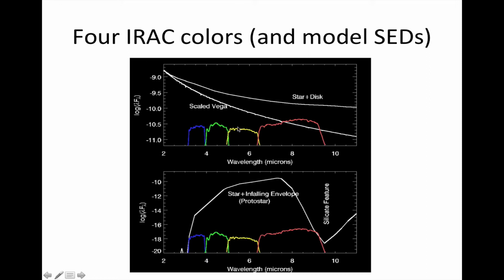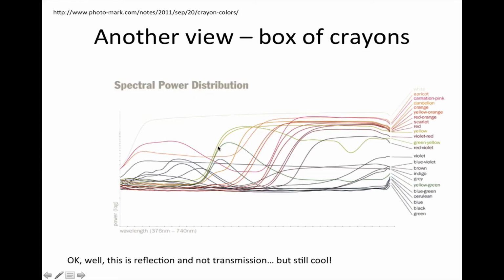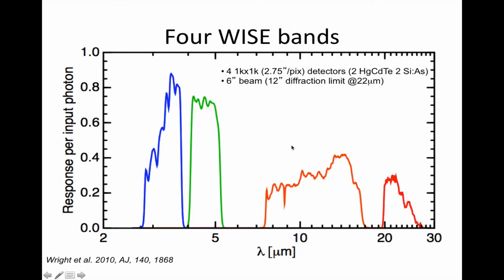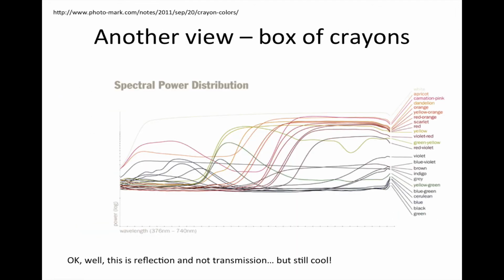I'm pretty sure that they are all scaled because I am pretty sure that 8 microns is not more sensitive than the 3.5, 4.5, 5.8, and 8 microns. But there you see again the effective wavelengths are near the middle of the distribution. So this is just another view of the same concept.